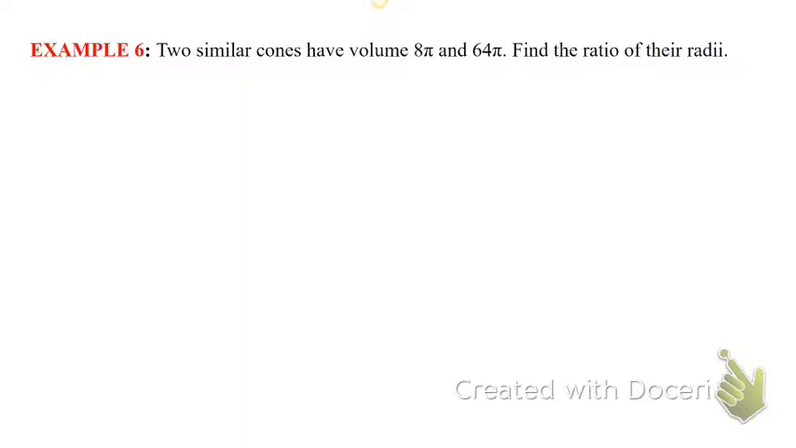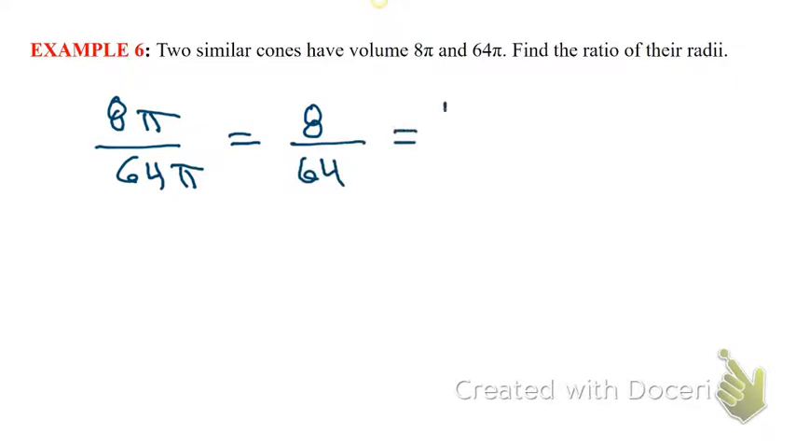Okay, we have two similar cones that have volumes 8 pi and 64 pi. Let's find the ratio of their radii, so we're going in a different direction. Well, let's see what the ratio of the volumes are to begin with. We know it's 8 pi compared to 64 pi, which is equal to 8/64, or just 1/8. That's the ratio of the volumes.